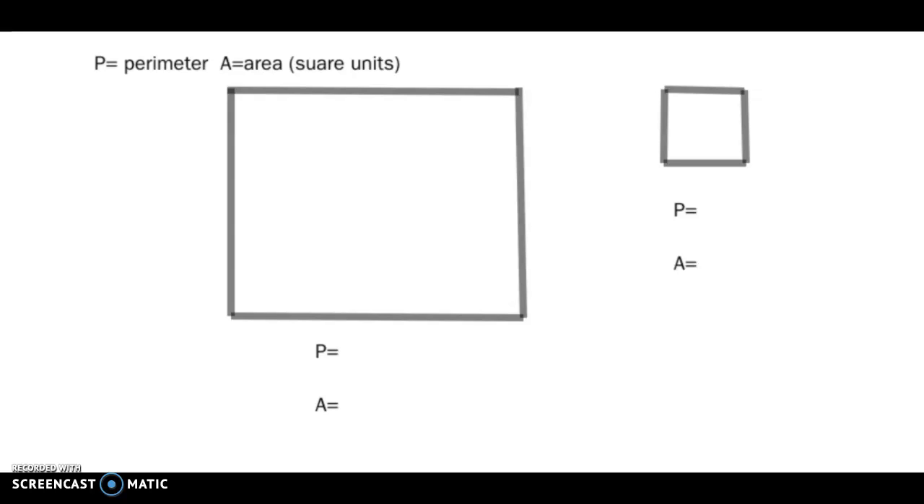Hello, third graders. Right now you should have out a separate sheet of paper and you can go ahead and draw this teeny tiny little square, because this is the first one that we are going to look at.